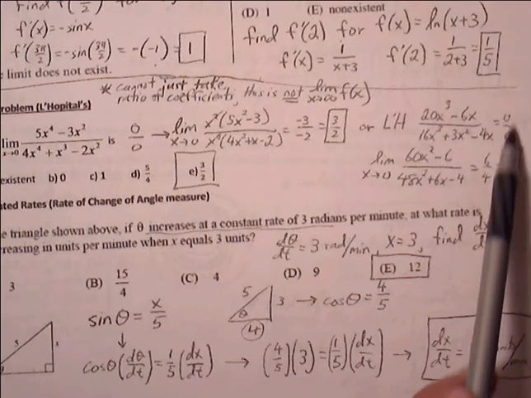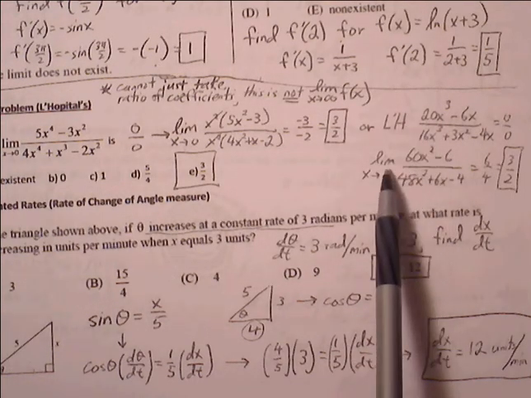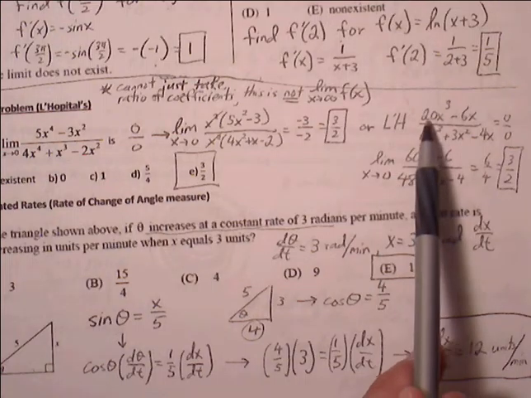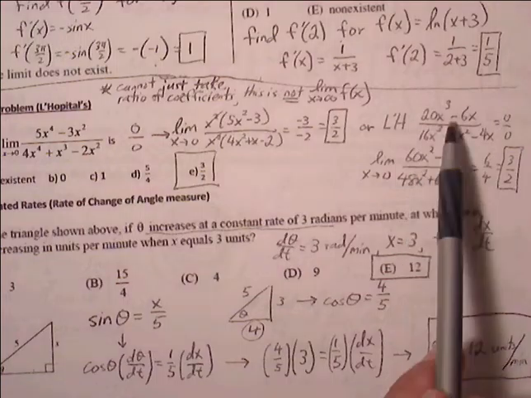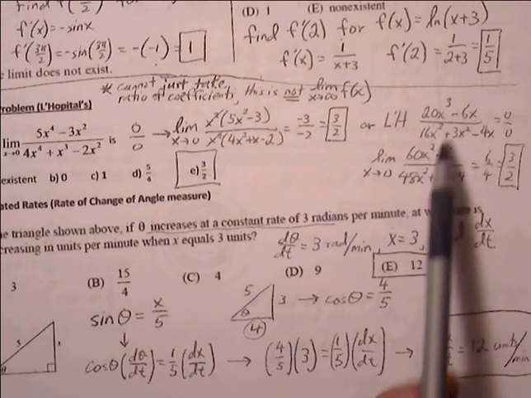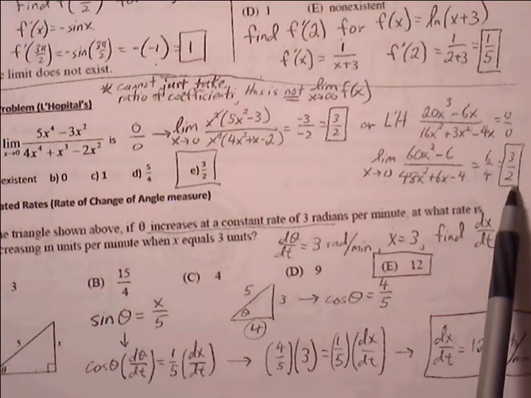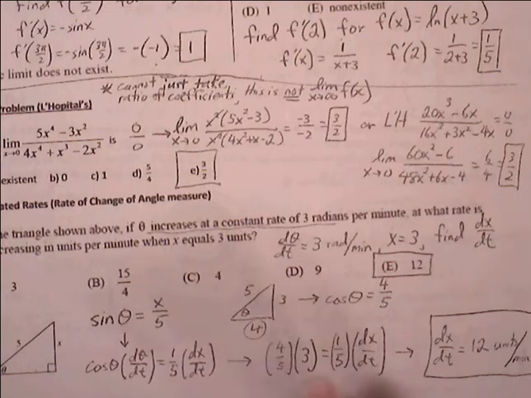So we tested it. We do get 0 over 0, so we're going to reevaluate, we're going to go through L'Hopital's again. So go through derivative power rule. We get 20x cubed becomes 60x squared. 6x becomes 6. Denominator is 48x squared plus 6x minus 4. We reevaluate the limit. We get 6 over 4, which is 3/2. 3/2 is a real number, so that's our answer.